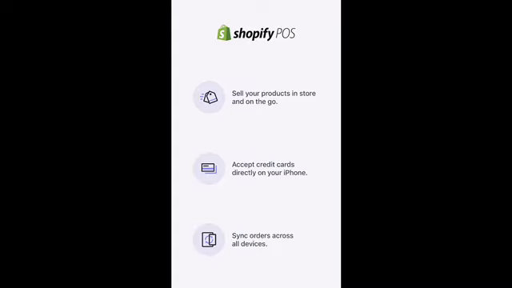Now, once you have Shopify, you can download this app. You go right onto your app store, type in Shopify POS, and download the application. Now, this app is going to allow you to sell your products in store and on the go, accept credit cards directly from your phone, and then also sync your orders across all devices.